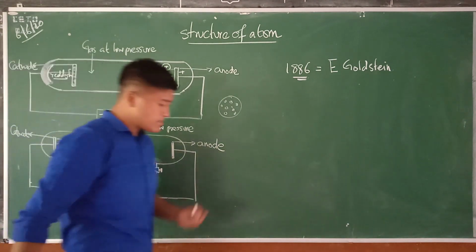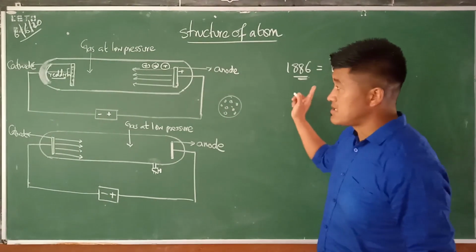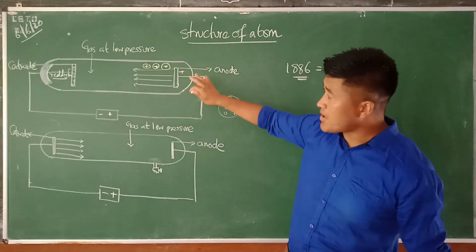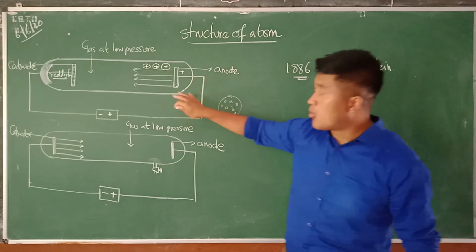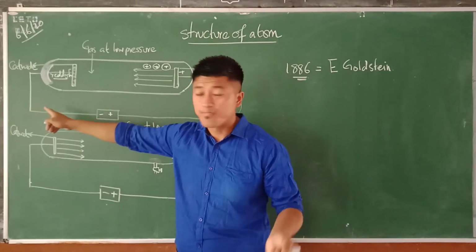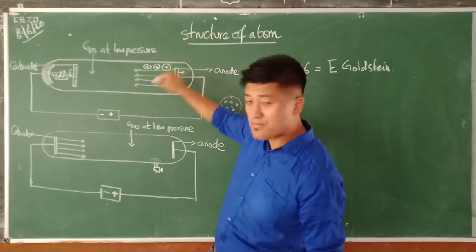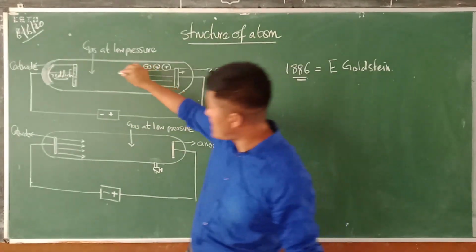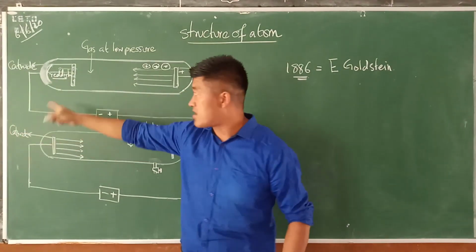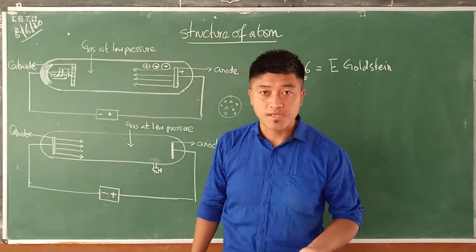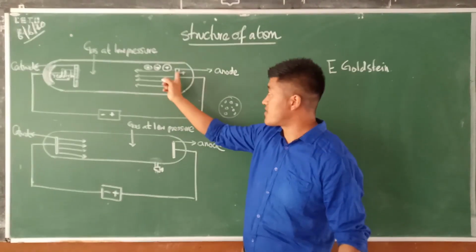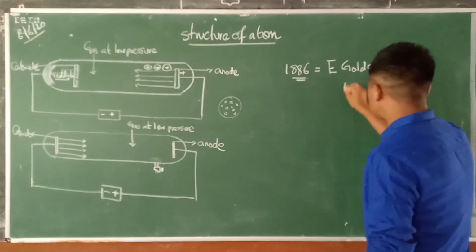So E. Goldstein, in 1886, did that experiment and passed a very high voltage of electric current. The moment he passed the current, the fluorescence on that side changed into a reddish color. With this he concluded that some kind of particle is coming from the positive side, entering these holes and striking over here, which is why they turn a yellowish color. Is that clear? So he named that positive ray, which is coming from the positive side, the canal ray.